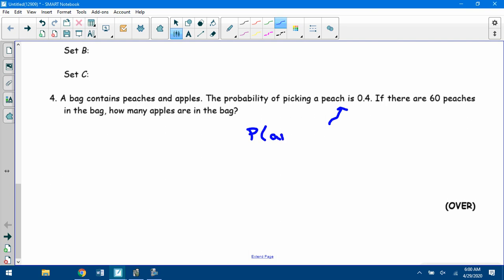Right, 0.6. Because if you do 1 minus 0.4, they should be complements, 0.6. So you can kind of set up a proportion. This is telling you that 60% of the total amount are apples. So if you just do number of peaches to the proportion of peaches, 60 to 0.4 equals how many apples, I don't know, to the proportion of apples, 0.6.